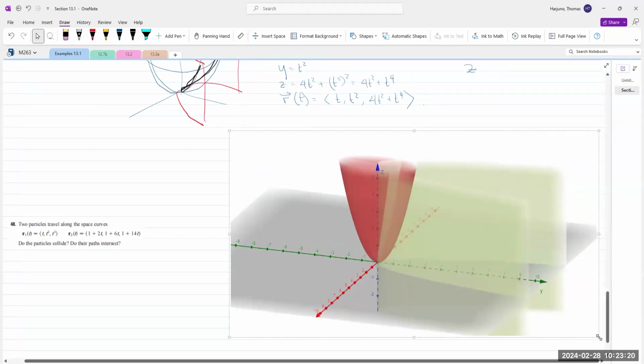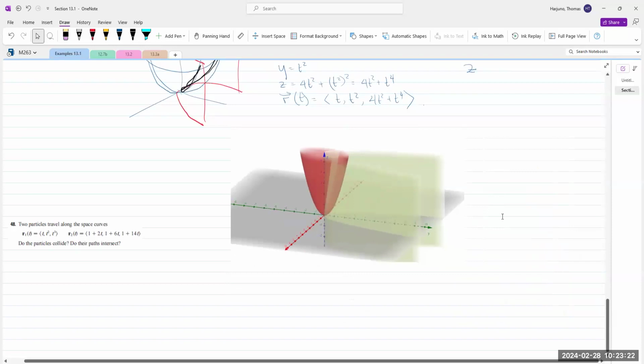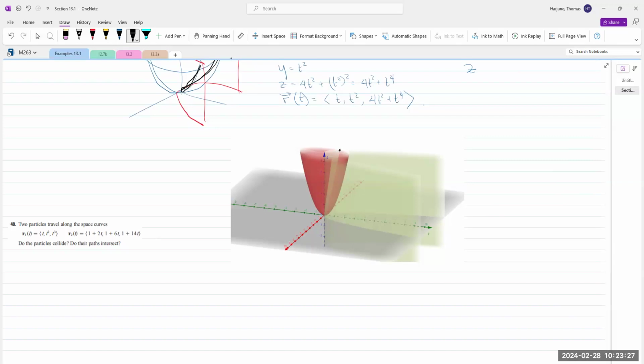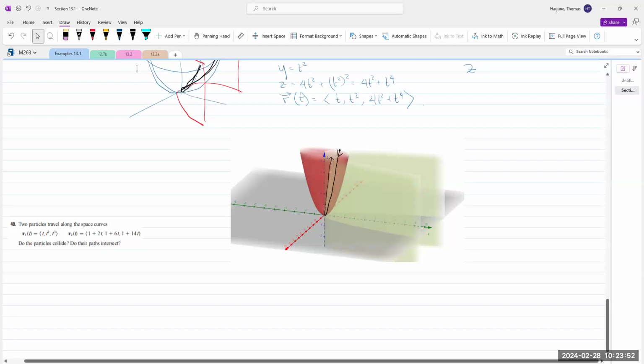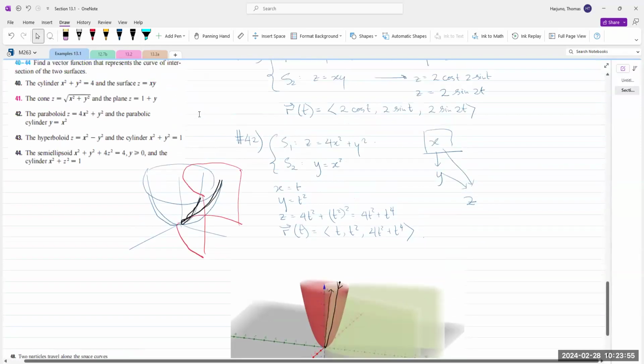Make it a bit smaller. Right, and then the curve starts from here. You see this is the intersection of the paraboloid and the cylinder, and then it goes down here, and then it goes up here. Oops, no, I want that to be curved. And later on it goes up here. Okay. That's for number 42.